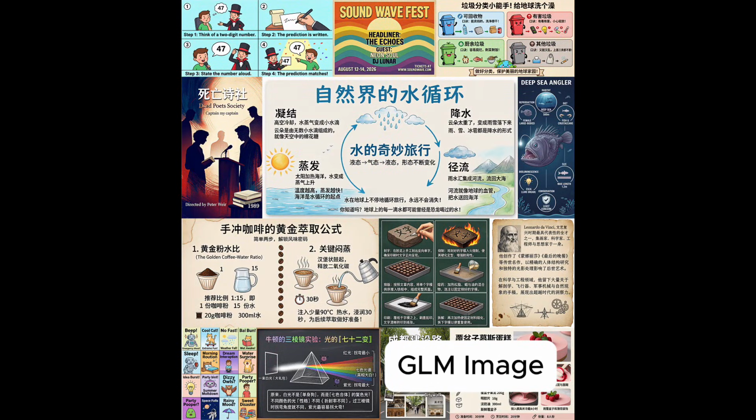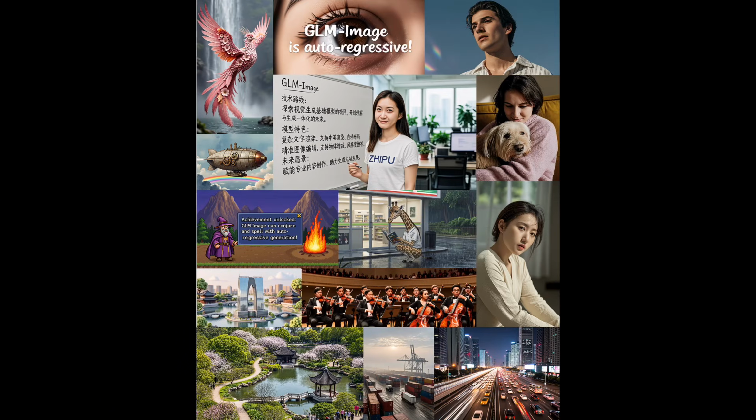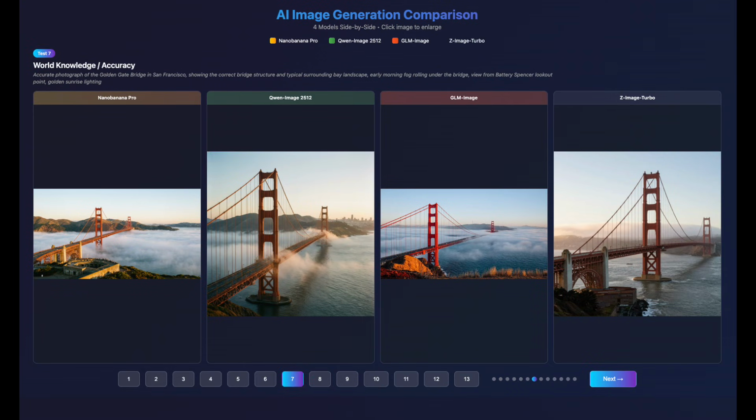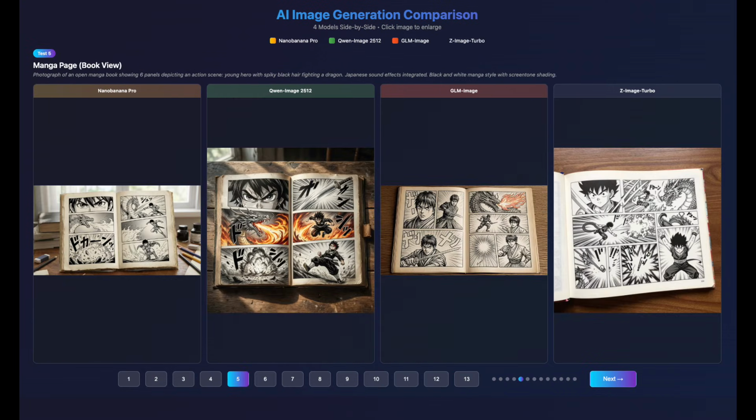Z.ai just released a new GLM image model and they're claiming it's the best in text on images. So, of course, we are going to throw 12 tests at the model and see if it's the best new open source model out there.